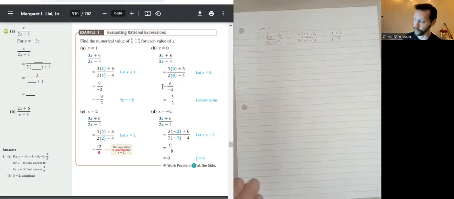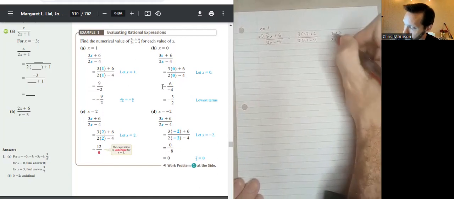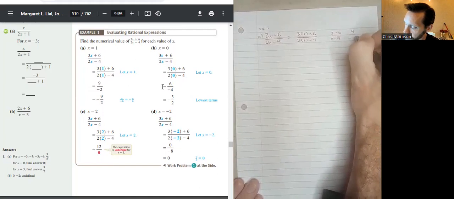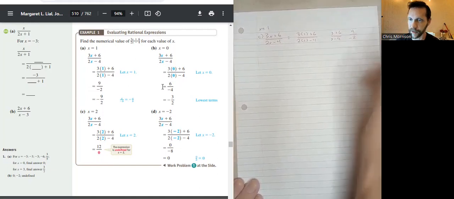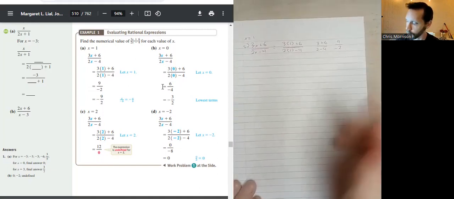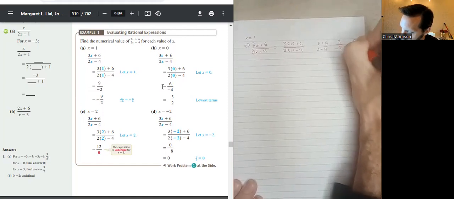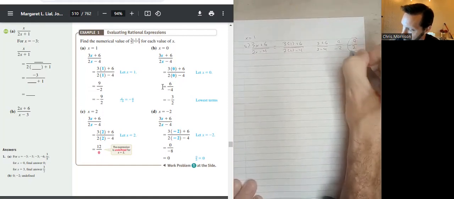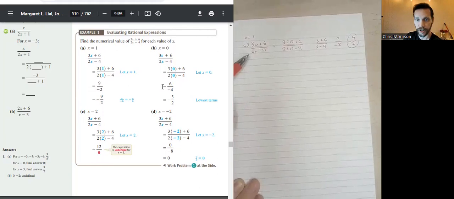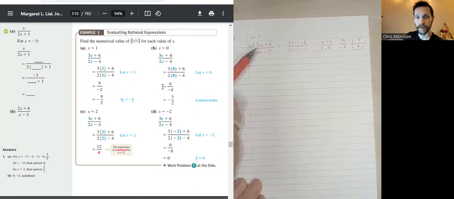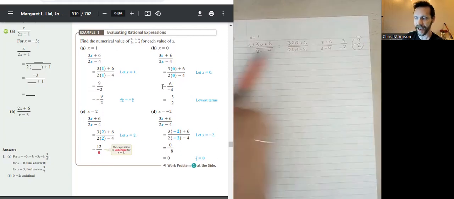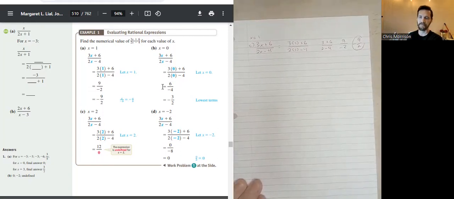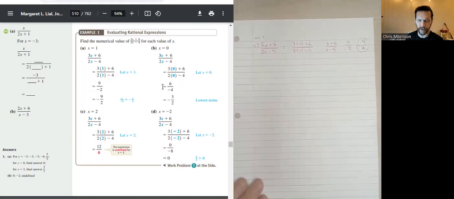And then we just further solve that. 3 plus 6 is 9, and 2 minus 4 is -2. So the answer is going to be -9 halves. So this rational expression, 3x plus 6 over 2x minus 4, equals -9 halves when x is 1. So this is pretty simple for us. It's pretty straightforward, not hard, right?